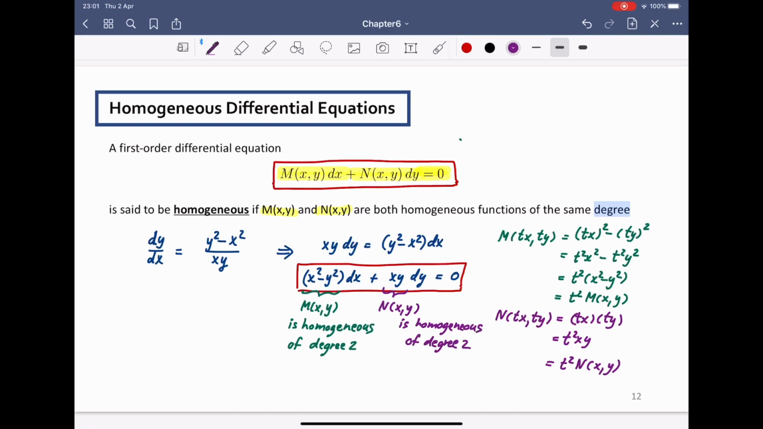Because both M and N are homogeneous of the same degree, we conclude that dy/dx equal to (y squared minus x squared) over xy is a homogeneous differential equation.